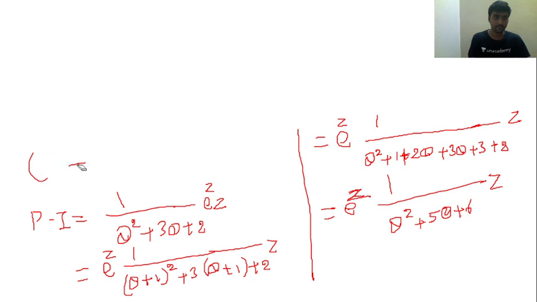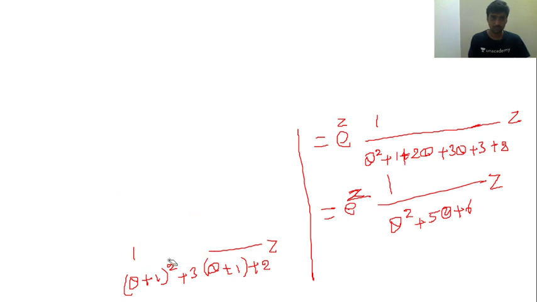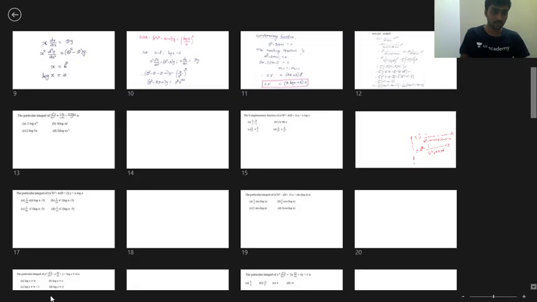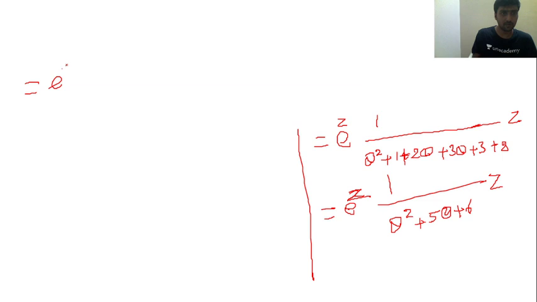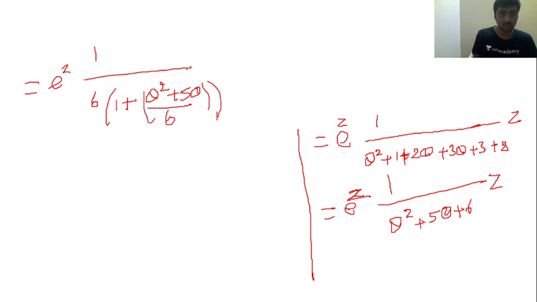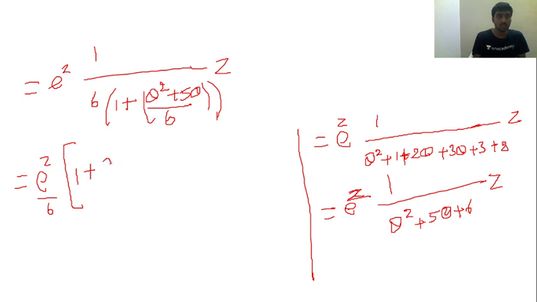Yes, now we have to make the substitution as per the format. Now it is equal to e power z into 1 divided by, taking the 6 outside, 6 into 1 plus theta square plus 5 theta divided by 6, into z. Now take this denominator into the numerator, that is e power z divided by 6 into 1 plus theta square plus 5 theta divided by 6 the whole power minus 1 into z.